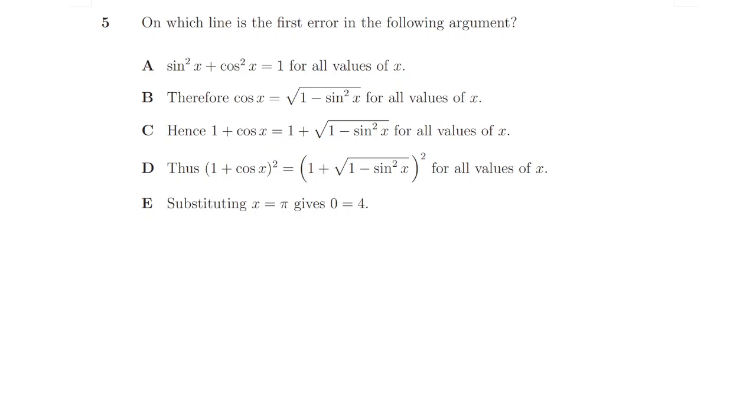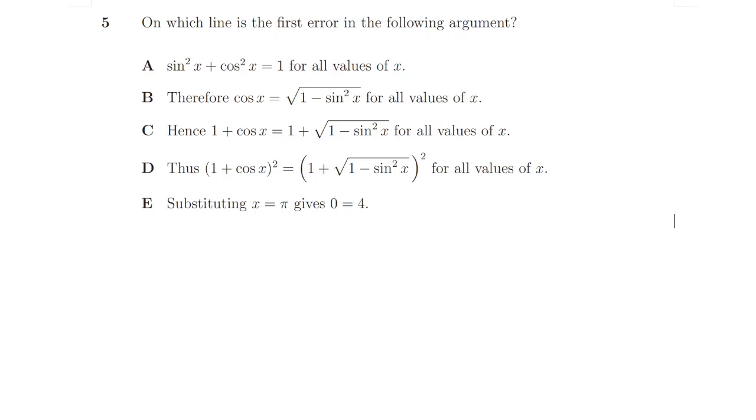Question 5. On which line is the first error in the following argument? Okay, so some trigonometry going on, it seems, and then he somehow proved that 0 equals 4. Great. Okay, that never happens on the real line, right? That happens in abstract algebra, maybe. But in the real line, this never happens. So let's see where he made a mistake.